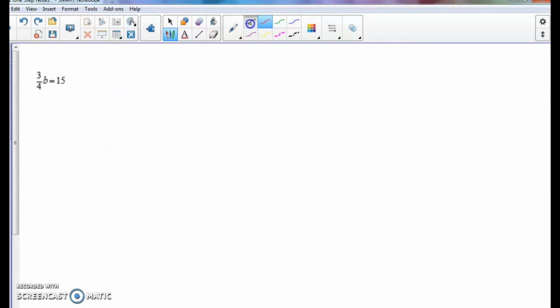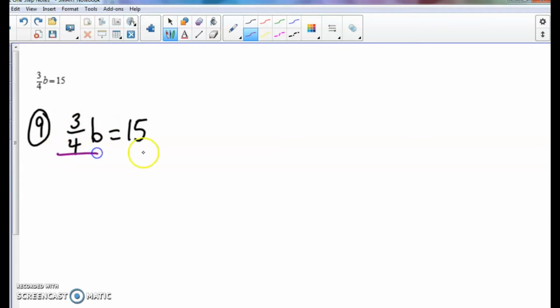Now in true fashion, I give us one that's in fraction form. So 3/4 b equals 15. Now there's different ways to think through these, but one thing I like to do is just say we have b, here on the left side. If they're side by side, 3/4 and b, that means they're being multiplied. So we're going to actually divide both sides by 3/4. The opposite operation there. So 3/4 cancel out.